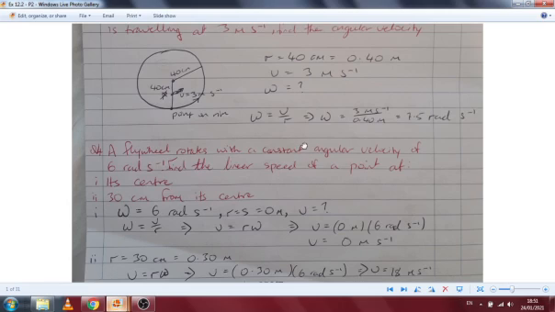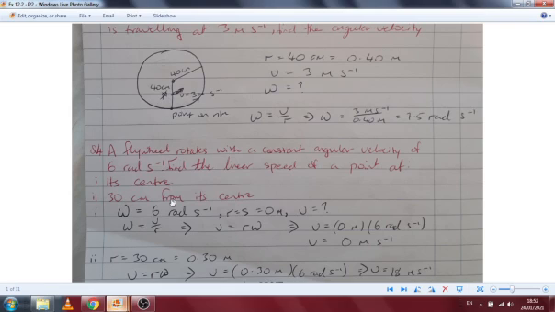So then, question 4, a flywheel rotates with a constant angular velocity of 6 radians per second. Find the linear speed of a point at, first off its center, and then 30 centimeters from its center. A flywheel, again, it's not too fancy, it's just a wheel that spins around. So an exercise bike, for example, would have a flywheel in it. That's the bit that you're turning as you're pedaling.